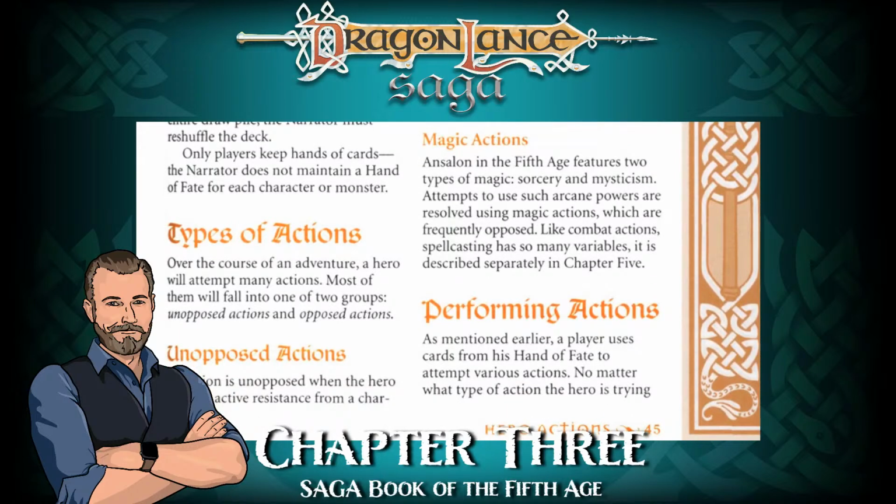Magic actions. Ancillon in the 5th Age features 2 types of magic: sorcery and mysticism. Attempts to use such arcane powers are resolved using magic actions, which are frequently opposed. Like combat actions, spellcasting has so many variables it is described separately in Chapter 5. And oh boy, does it. Performing actions.